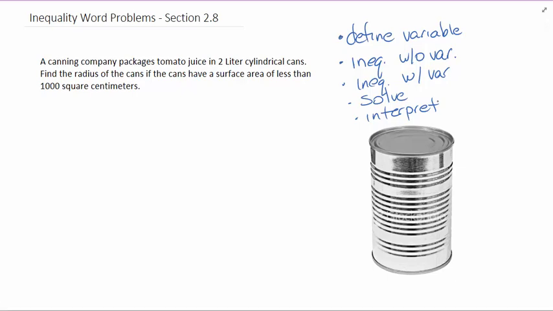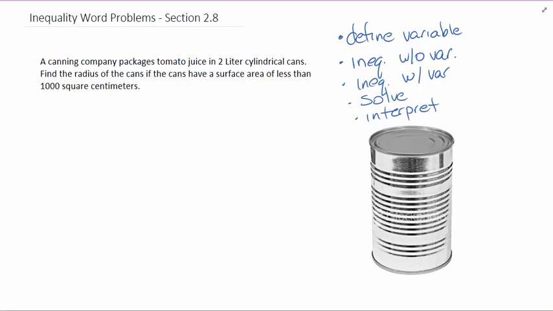This canning company packages tomato juice in 2-liter cylindrical cans. Find the radius of the cans if the cans have a surface area of less than 1,000 square meters. An important note here is the surface area no longer is exactly 1,000 square meters. Now the surface area is going to be less than 1,000 square meters.